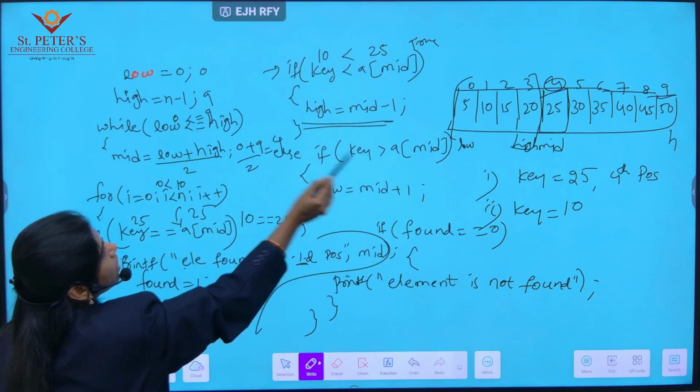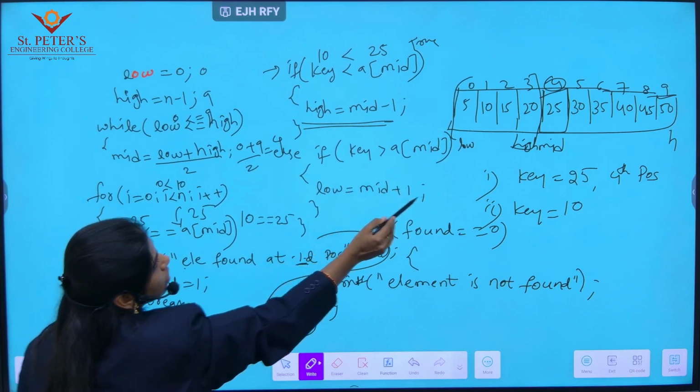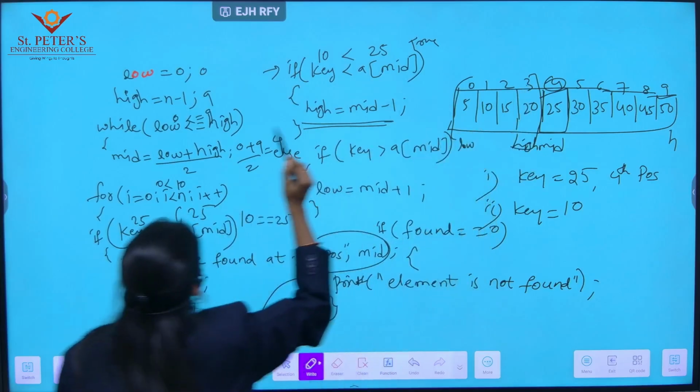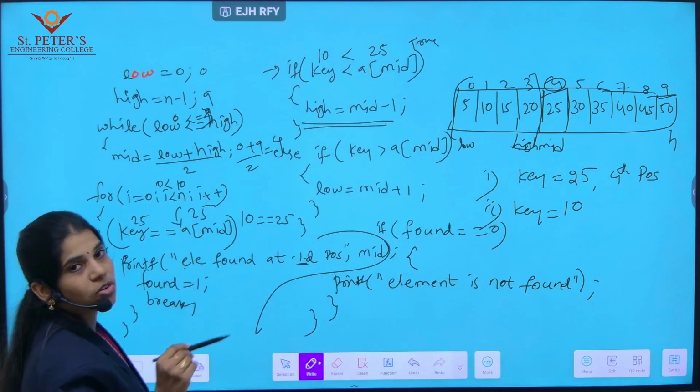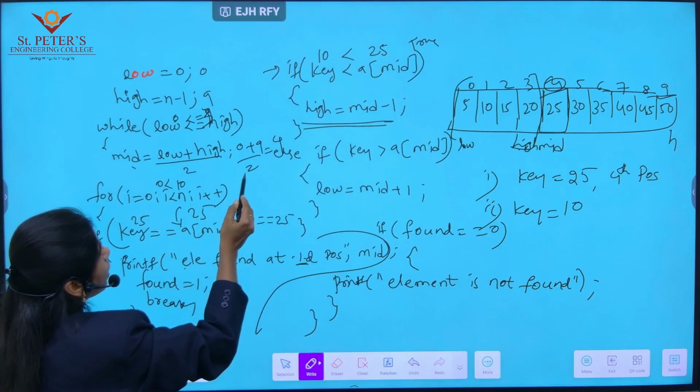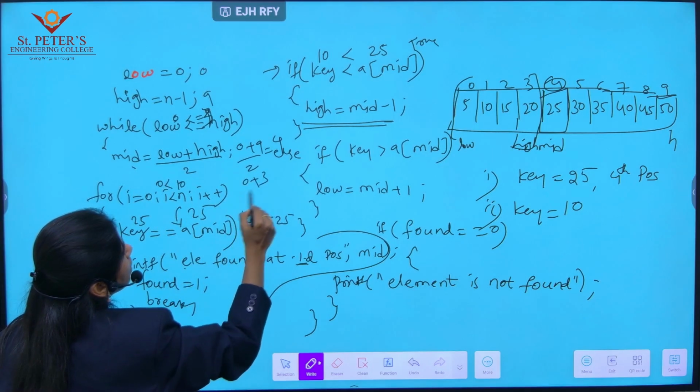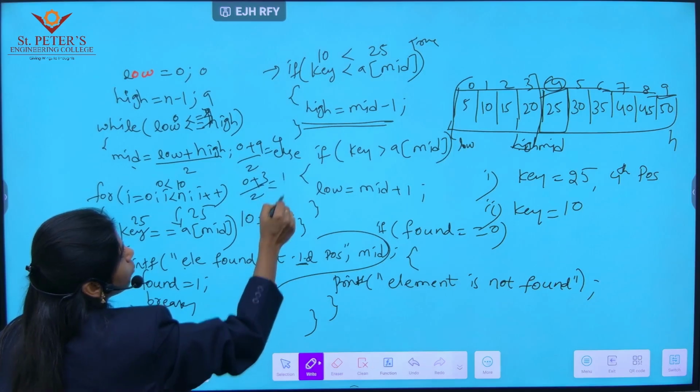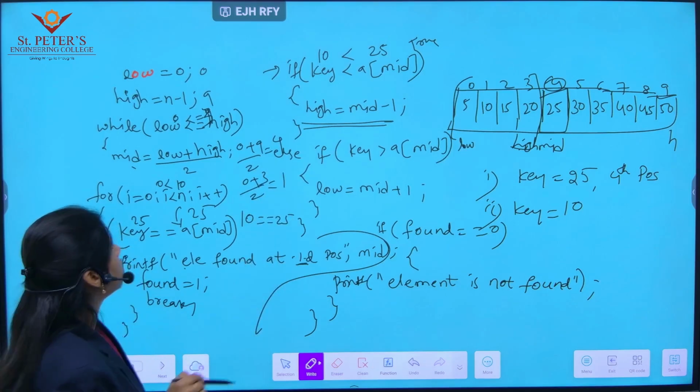So what is the low value here? 0. What is the high value here? 3. So the high value is 3. 0 less than or equal to 3. Yes, it is true. Now the mid value is going to be calculated: 0 plus 3 by 2, which means 1.5. We'll take the integer, that is 1.